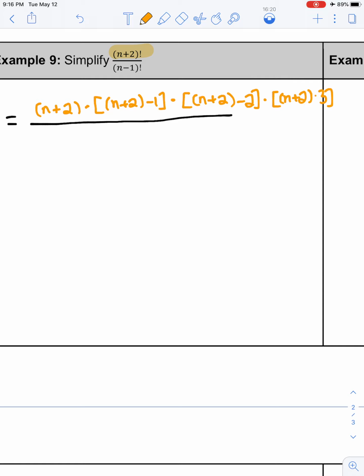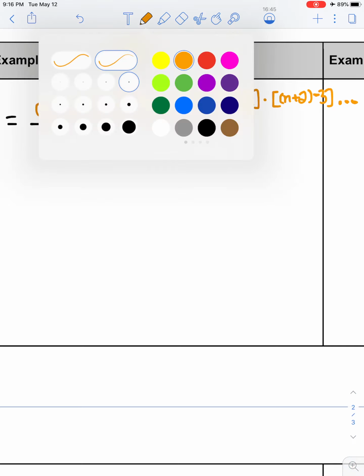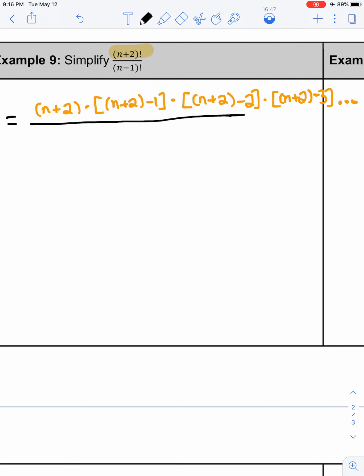We don't have any way of knowing what n is. We don't know how large this initial number was, so we don't know where to end this direction. To take care of that, we're going to say dot, dot, dot. This pattern is going to continue. And just make sure you see that that is a minus 3 right there. So that's what's going on in the numerator.